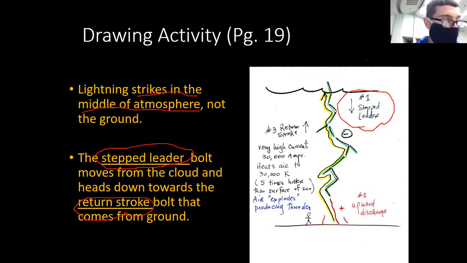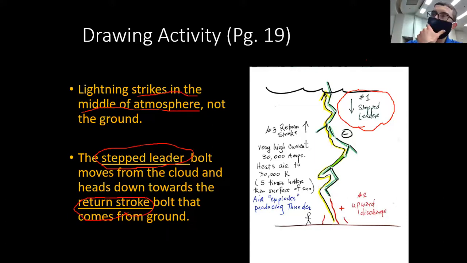We have those bolts, we label those bolts, and then we have the explanation again. When lightning strikes, two bolts crash in the middle of the atmosphere. When they crash, it creates an explosion. It's like an air explosion, and that air explosion actually gets hotter than the surface of the sun. That's how powerful it is. And that's where you hear thunder.